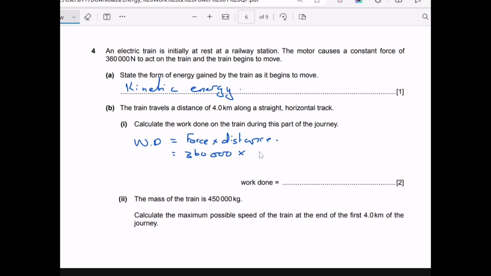the distance. Most of you made a mistake there. It was said to be 4 kilometers, right? But remember, let's work with the SI units we are used to. So you're supposed to convert 4 kilometers to meters, and you would get 4,000 meters. So you're supposed to multiply by 4,000, okay? When you get there, you're supposed to get something like 144 times 10 to the power 7 joules, okay?